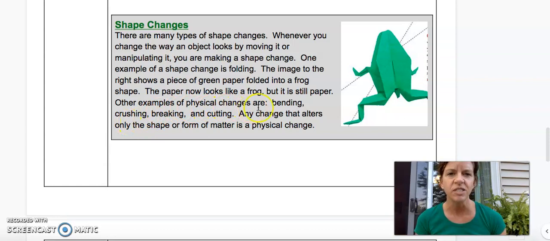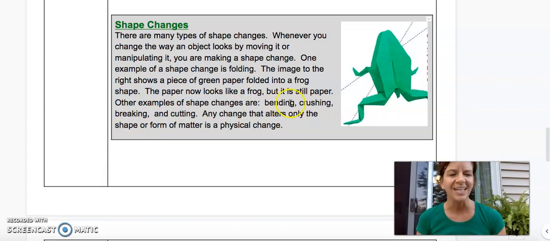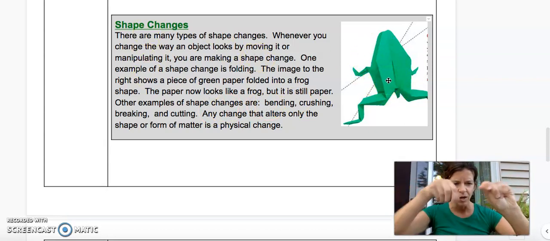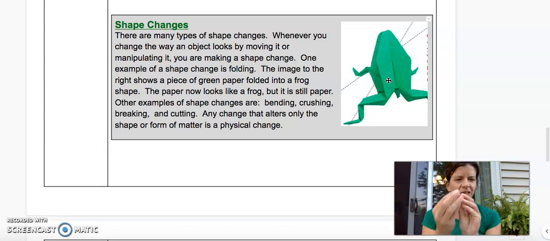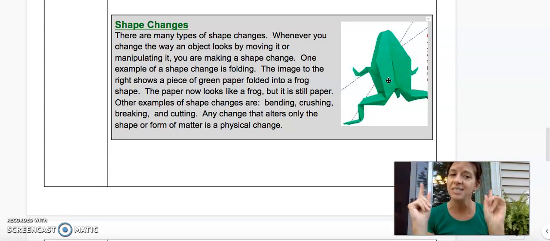Other examples of physical changes or shape changes are bending, crushing, breaking, and cutting. Okay? So the paragraph talks a lot about this frog, right? We have a piece of green paper, we fold it, we manipulate it, and now it's a frog. Still paper, but it looks different.